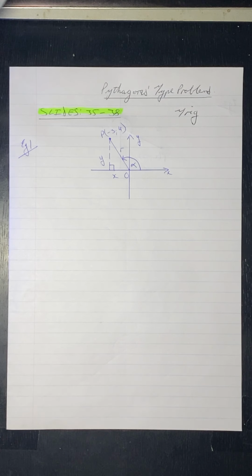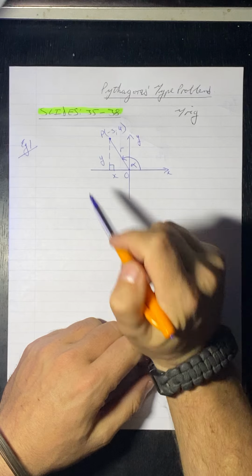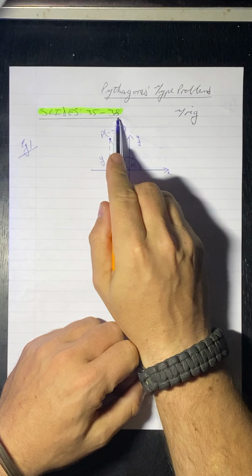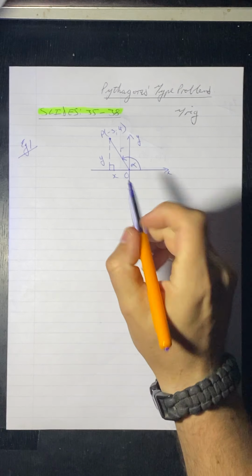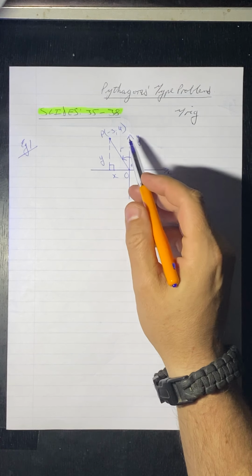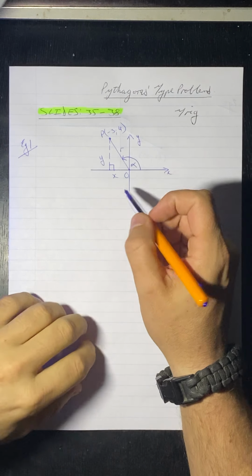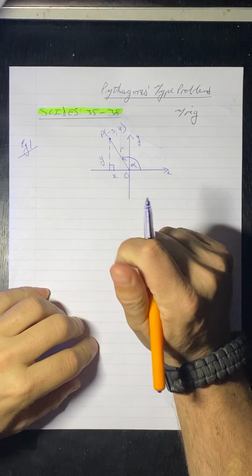Hi, grade 10s. So today we're going on to Pythagoras' type problems, working from slides 35 to 38 from the Trigonometry PowerPoint. So what we're going to be doing is working with what we previously learned, with your trig ratios being in terms of x, y, and r.